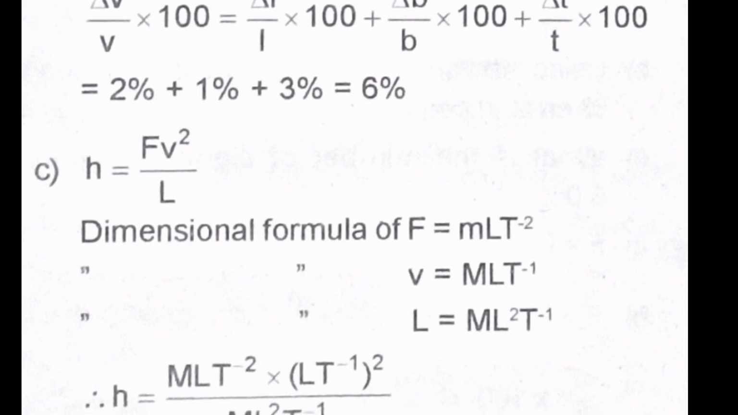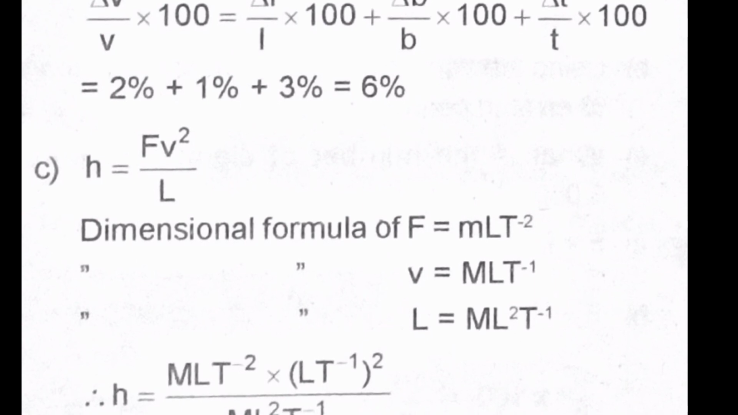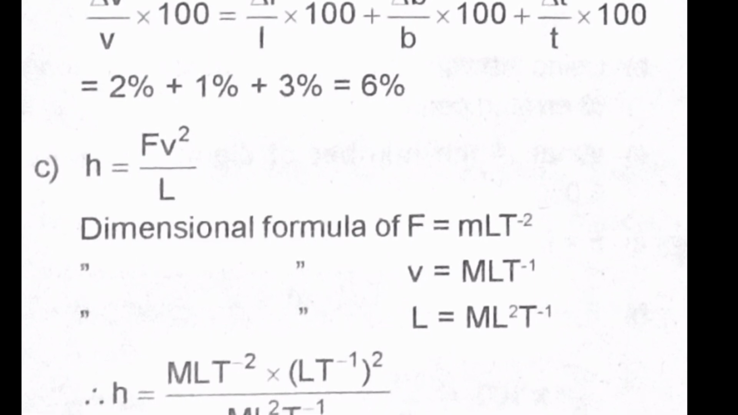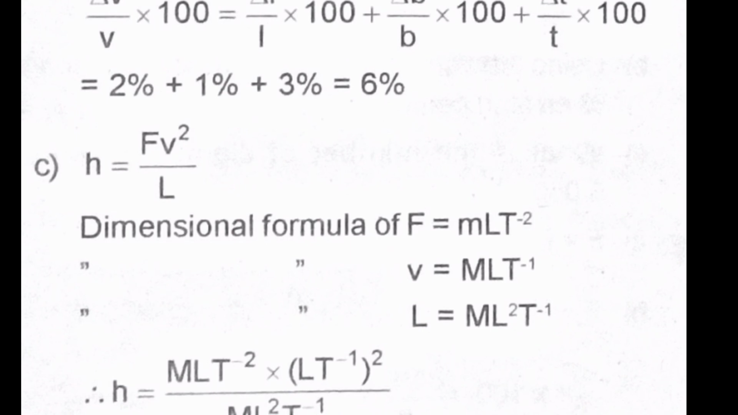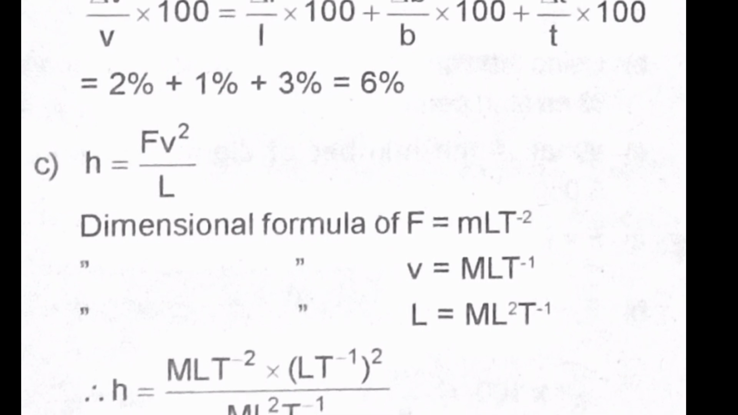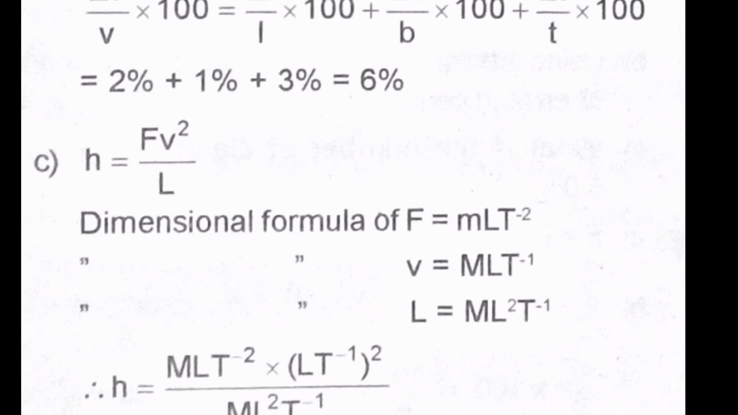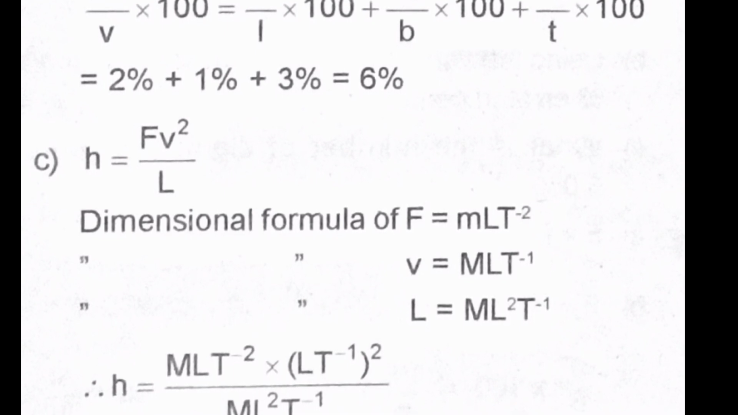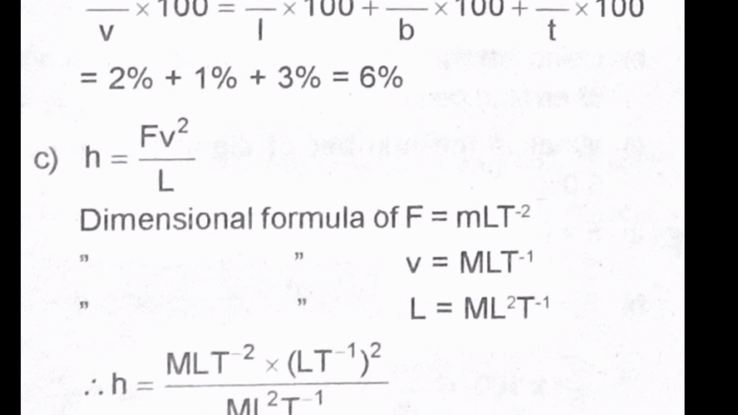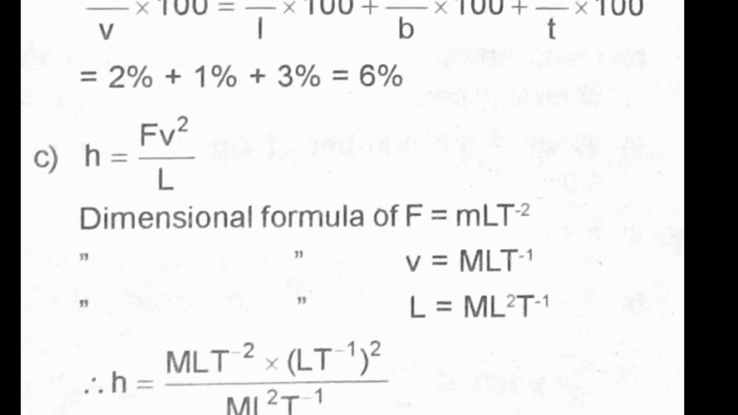Then what we will get? Angular momentum is equal to moment of inertia, which is M L square T0, into M0 L0 T raised to minus 1. So what will be the total? Yes, that is M L square T raised to minus 1. So that is the dimension of angular momentum.